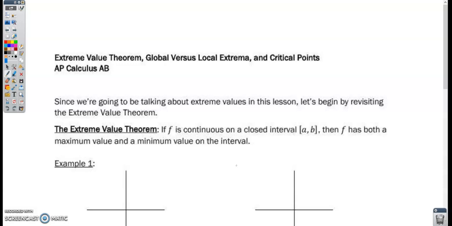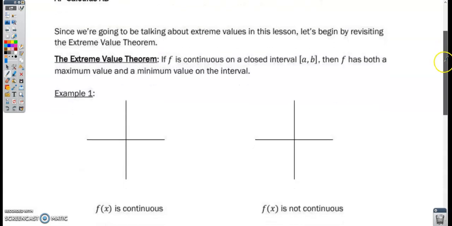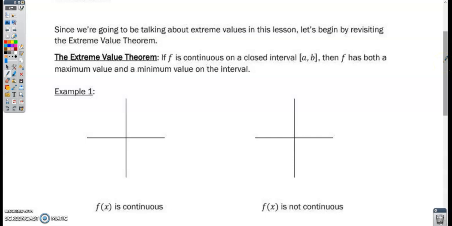In this video, we're going to talk about concepts from section 5.2 of AP Calculus: the Extreme Value Theorem, global versus local extrema, and critical points. We learned the Extreme Value Theorem a while back, but we're going to start by revisiting it to refresh everyone's memory as far as what it says and what the scenarios are, because we're going to utilize it in today's lesson.